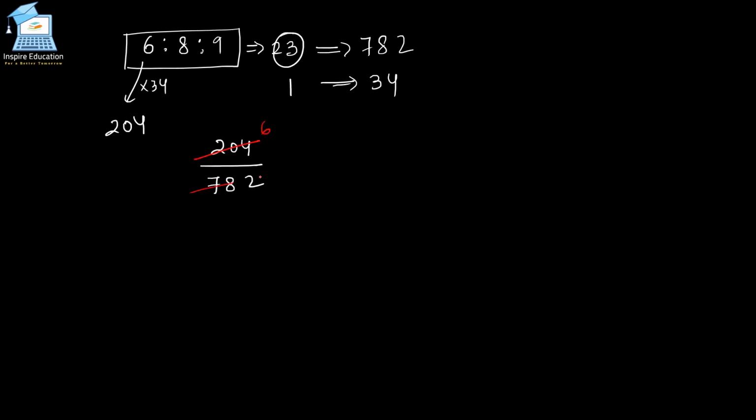This is 6 by 23. Obviously, this will be 6 by 23, sir. This will not be 17, right? But look, 6 into 34 was 204 and 23 into 34 was 782. So if you cut this number by 34, the answer is in front of you.